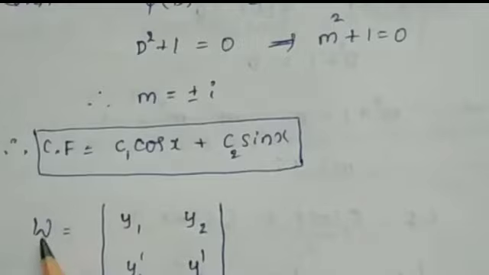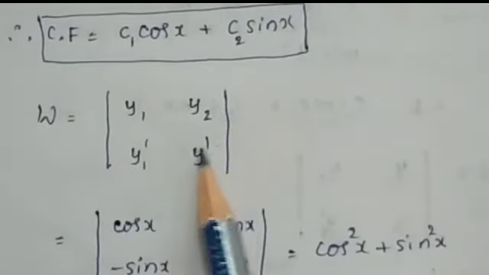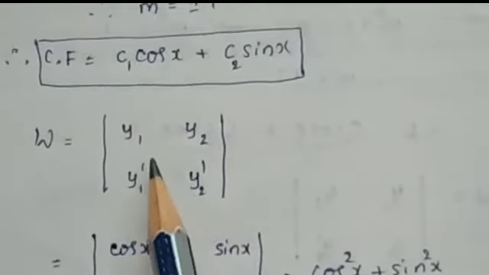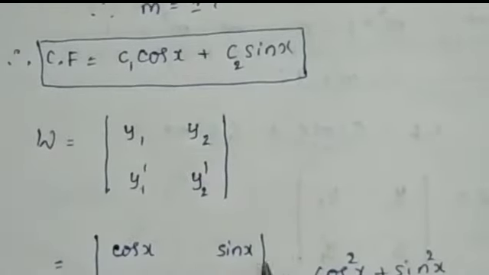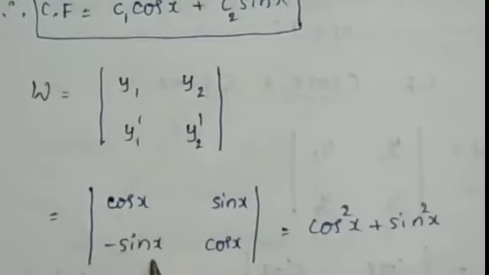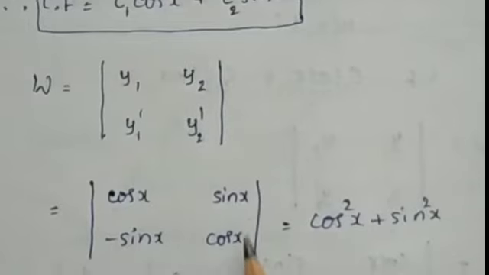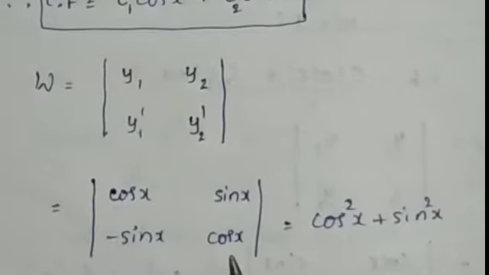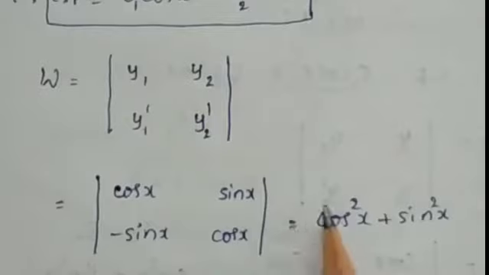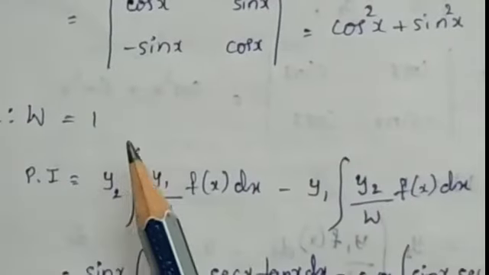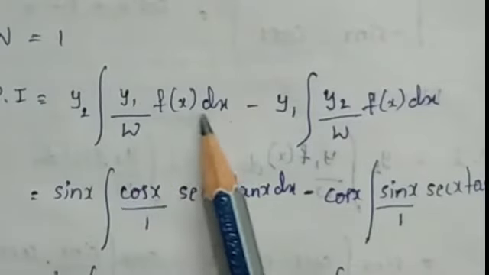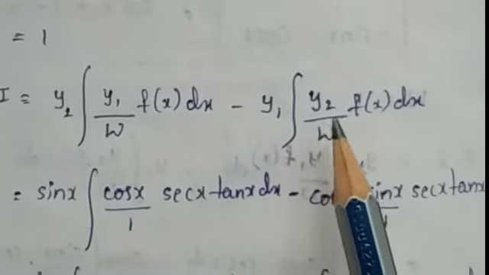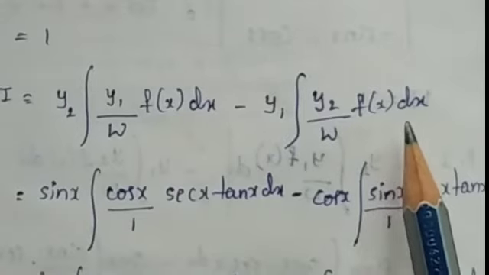Then we find w which is equal to the determinant of y1 y2, y1 dash y2 dash. y1 is cos x, y2 is sin x. Cos x differentiation is minus sin x. y2 dash means the sin x differentiation, so sin x differentiation is cos x. If you solve this, you get w is equal to 1. So the particular integral is equal to y2 integration of y1 by w f of x dx minus y1 integration of y2 by w f of x dx.